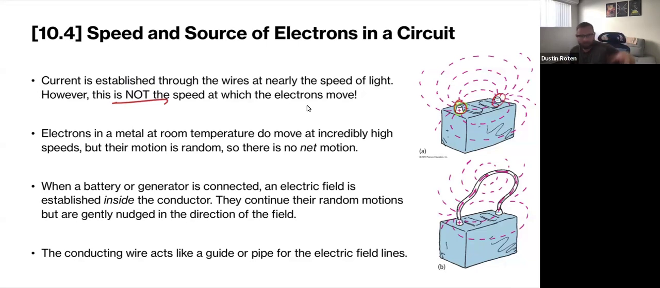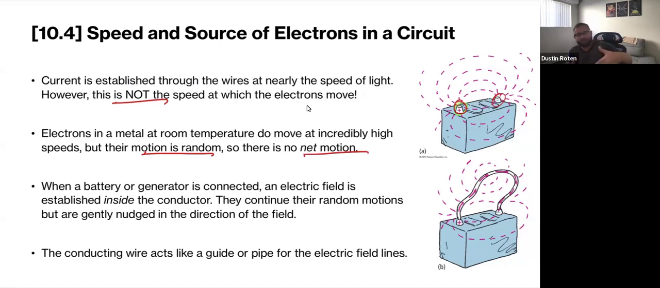Electrons in a metal or any sort of conductor at room temperature do move with really high speeds. They're zipping around in there. They're not going far because they're being jostled, but they're doing it quickly. But because their motion is random, there's no net motion. There's no net velocity. They're just kind of in there bouncing around doing their own thing.